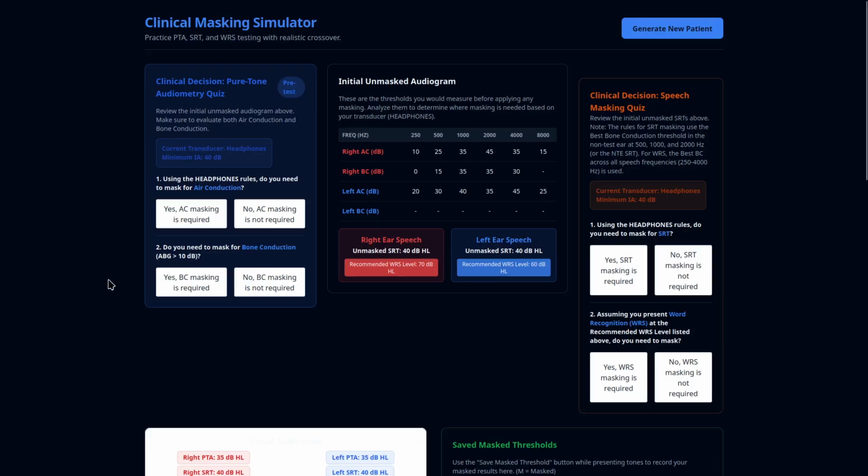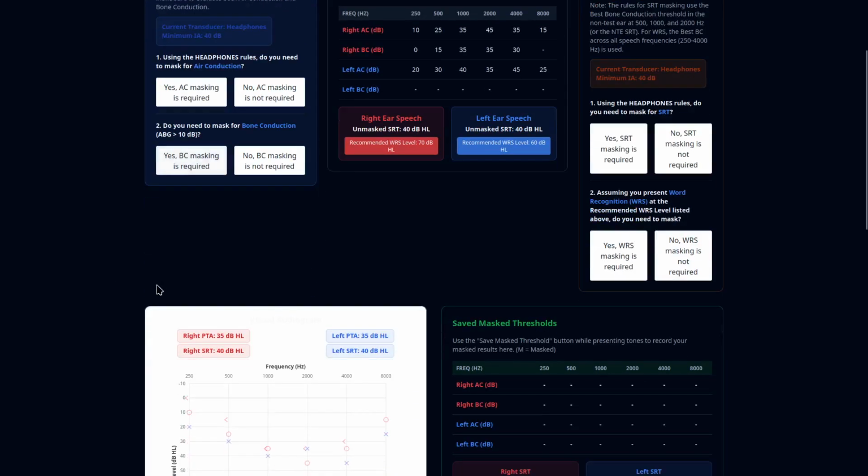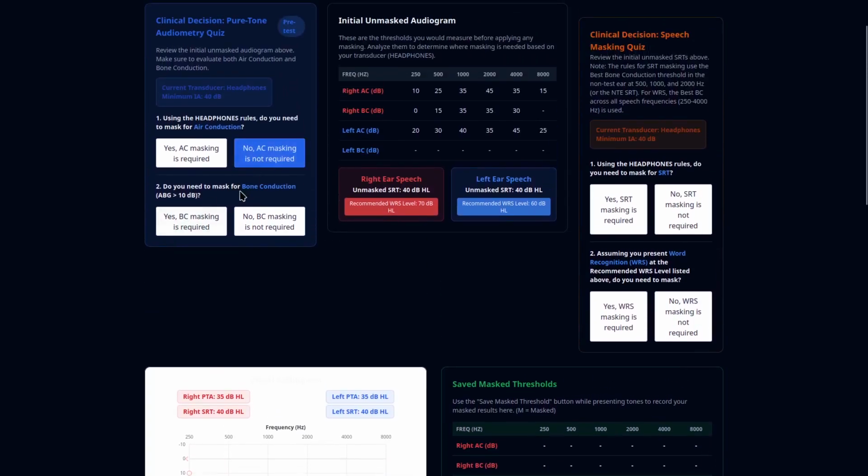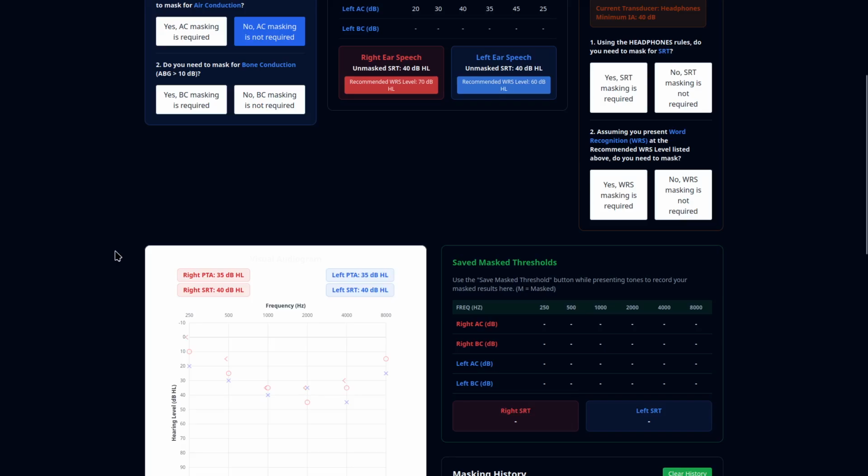Using headphones with a minimum interaural attenuation of 40 dB, do we need to mask for air conduction? So let's eyeball our audiogram here. Is there a 40 dB difference between anything, between bone and air or air and air? And the answer is no. I don't see any 40 dB differences for air conduction. So next, bone conduction. Do we have an air-bone gap of 15 dB or greater? And we do in some cases.